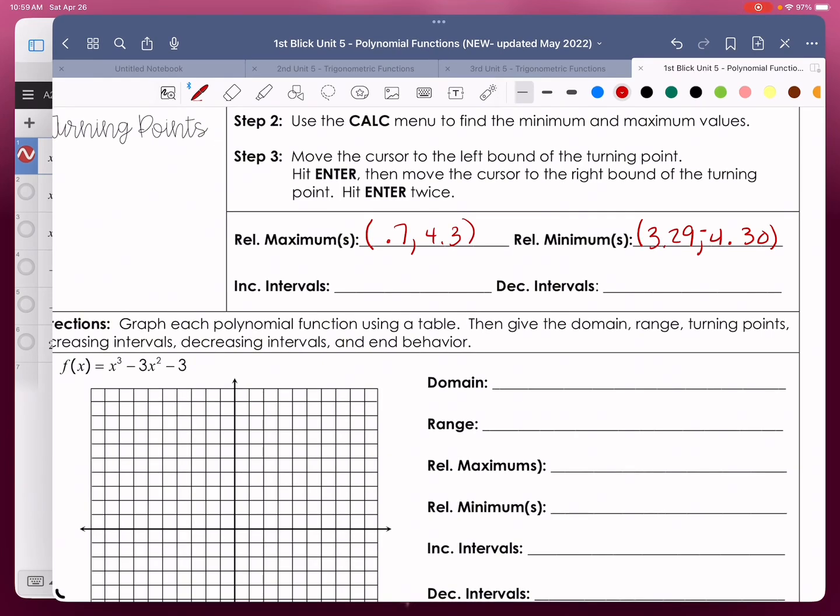So we've got two intervals of increase, and those would be stated as negative infinity to 0.71 and 3.29 on to positive infinity. Now that spot in the middle where it was decreasing, that interval is 0.71 and 3.29.